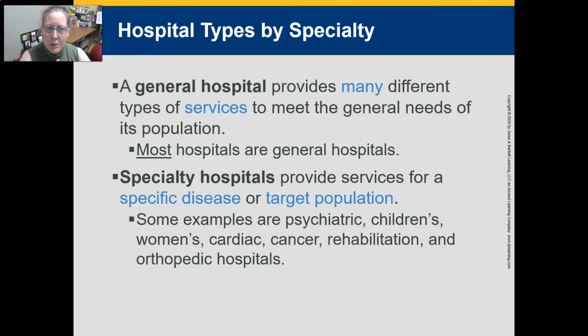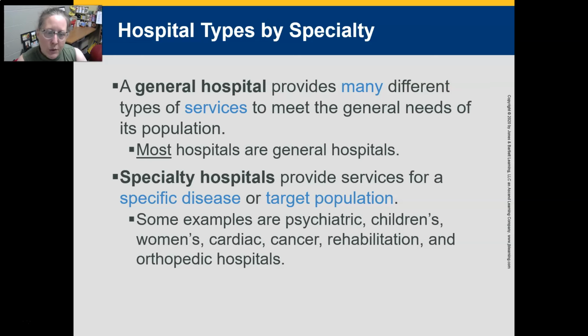Okay, so let's look at hospital types by specialty. A general hospital provides many different services to meet the general needs of its population. Most hospitals are general hospitals, meaning you can go there to get surgery, medical care, intensive care units, cancer treatments, all the things. Many services.